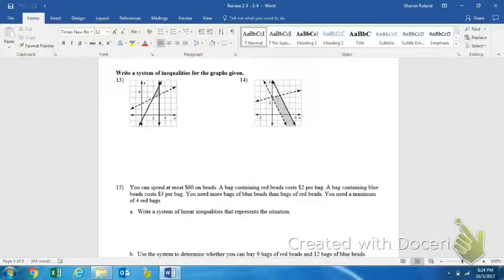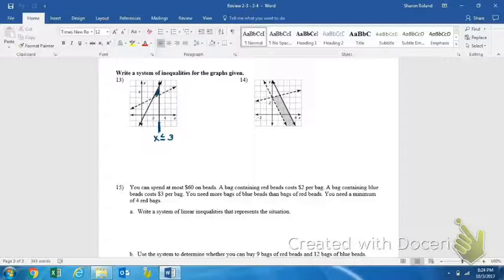Number 13, we're going to write a system of inequalities for the graphs given. Basically, you're going to describe the portion that's in the shade, and describe the lines in relationship to that. The easiest one is this vertical line. If it's vertical, we know it's going to be x, and we're at 3. It's equal to it, but this colored portion is to the left, so it is less than 3. So there's the first graph.